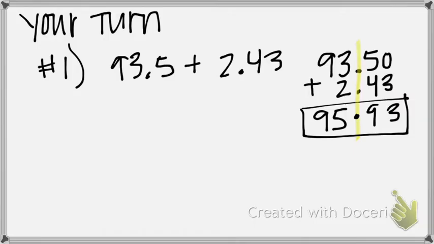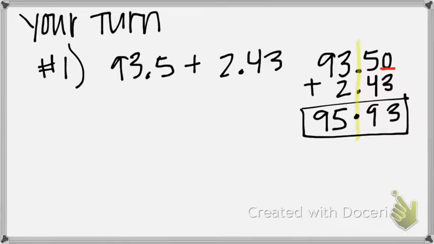All right, so does your answer match mine? So the problem was 93.5 plus 2.43. I added them together. I made sure I lined up my decimals. I put in my space saver 0 above 3 right there, and then I just followed my rules for addition straight down.